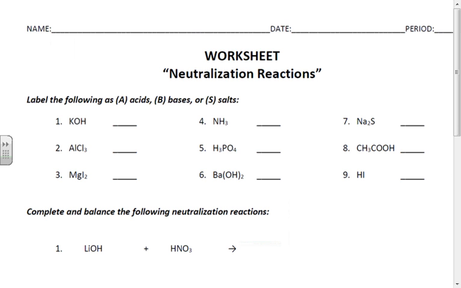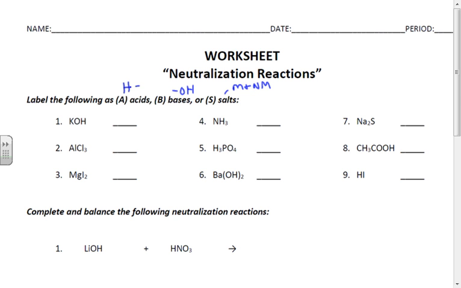So on your assignment today, you don't have to do anything with titrations. We have to classify substances as either acids, bases, or salts, which salts are going to be your ionic compounds made of metal and nonmetal. Bases are going to end with OH. Acids are going to start with H. And then we'll write some equations for our neutralization reactions.